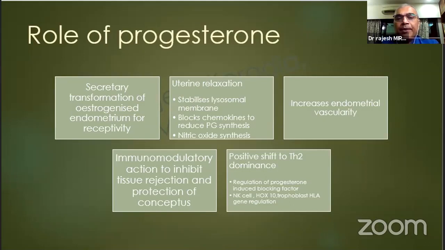It has an anti-inflammatory effect. So, regulation of the progesterone-induced blocking factor, NK cell, HOX10, trophoblast HLA gene regulation, because of the TH2 dominance. And last but not the least, the immunomodulatory action. Progesterone causes immunomodulatory action to inhibit tissue rejection and protect the conception, because it is alloimmune, it is not totally homologous genetic material to the mother. So to prevent rejection, immunomodulation is needed. And this immunomodulatory action is more with dydrogesterone supplementation.